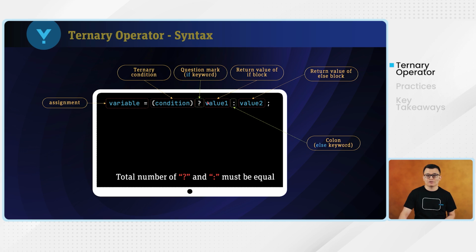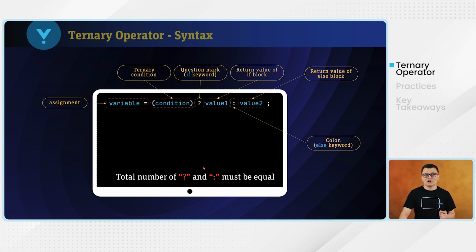If you want to give the else keyword, you will use the colon. The colon means else keyword. Whatever value the else block needs to return, you give that value after the colon. Every single block in the ternary must return the same type of value. Once it returns the value, you can assign it to a variable.